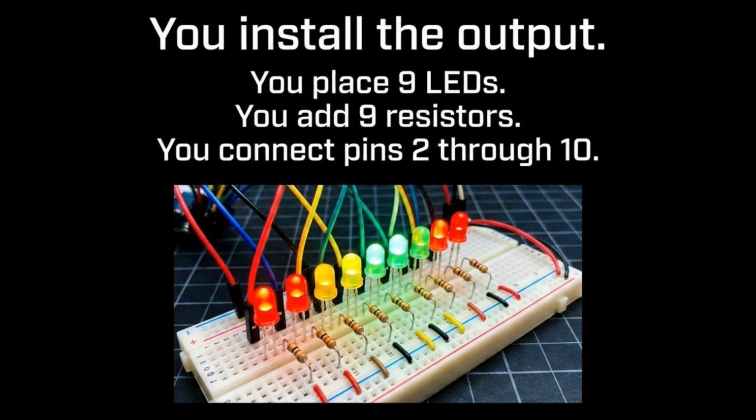Now, install the output. Place the 9 LEDs and 9 resistors on the breadboard. Connect the cathode side of the LEDs to the ground rail and the anode through the resistors to digital pins 2 through 10 on the Arduino.